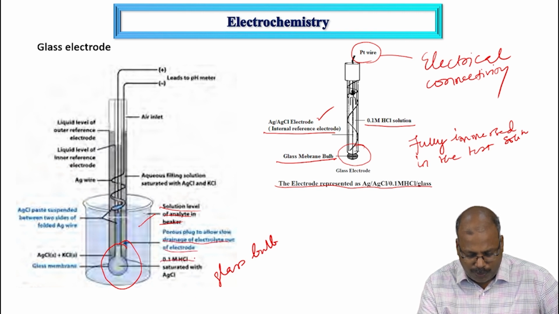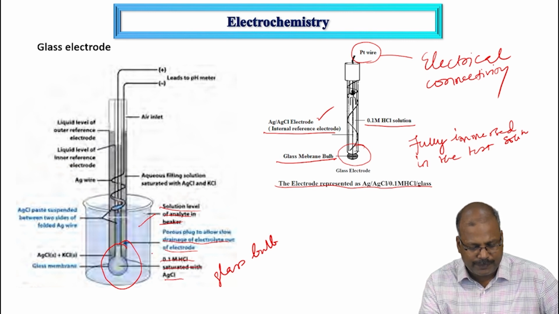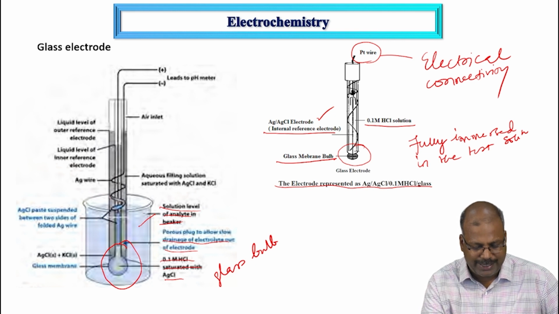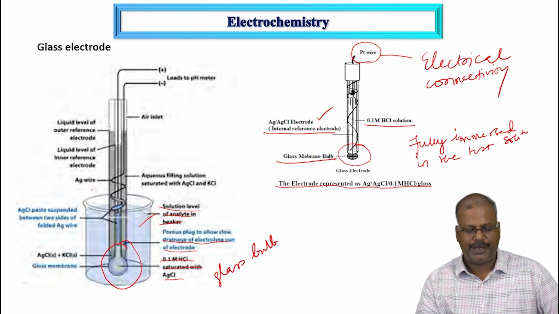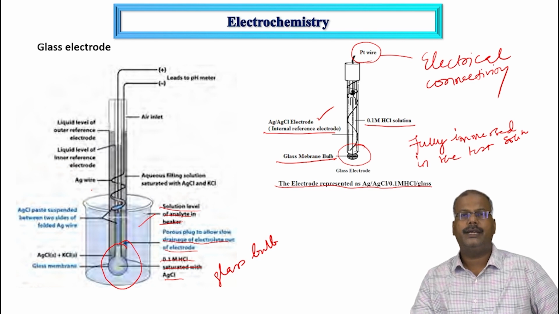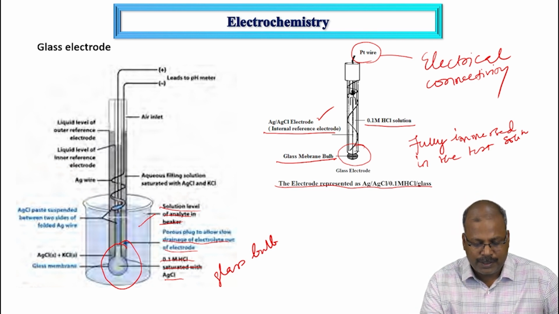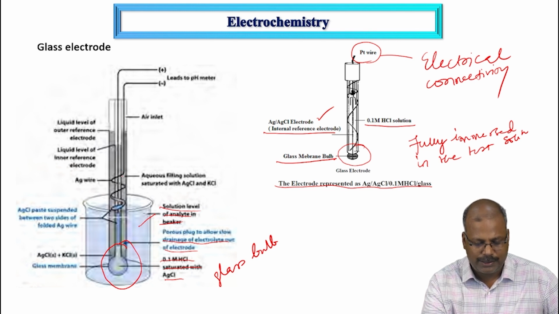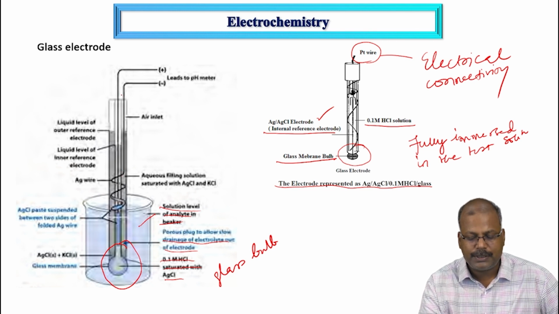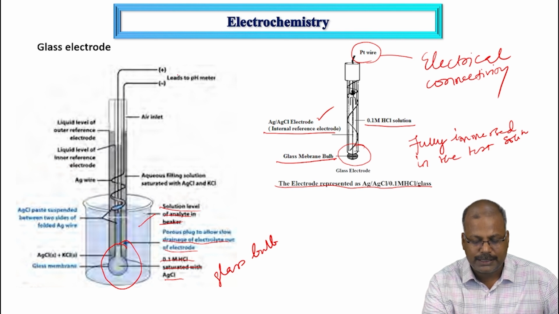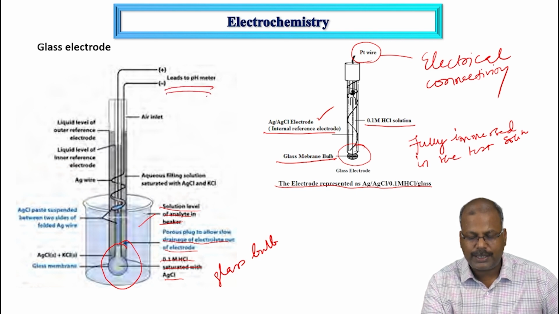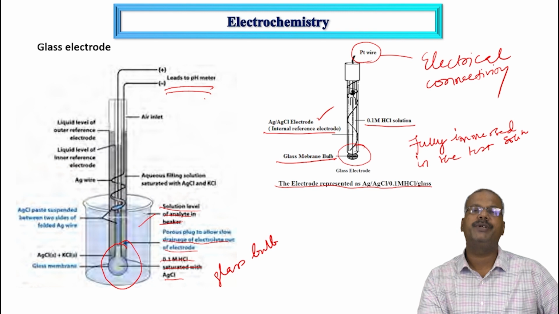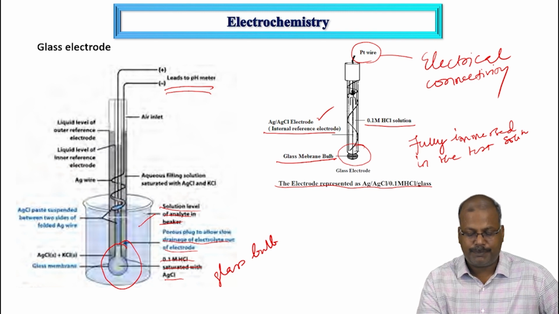This is 0.1 molar HCl saturated with AgCl inside. So this is the Ag wire, AgCl electrode, Ag wire coated with AgCl. Here we have these two electrodes, the internal reference electrode and this standard electrode. Both of these we have to connect to a potentiometer, or we can say a pH meter.